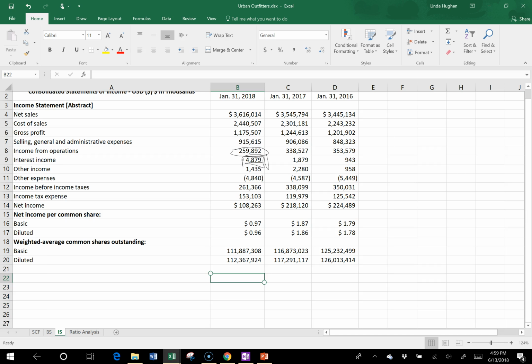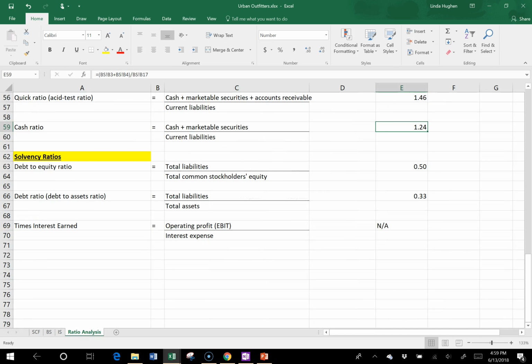Interest income is a positive thing. It is adding to the shareholders' wealth. There's no risk there, so that wouldn't give us any meaning if we had a negative times interest earned. So we know that if there is no interest expense, or the net interest expense is actually interest income, we just can't interpret, or we can't even do the calculation for Urban Outfitters.